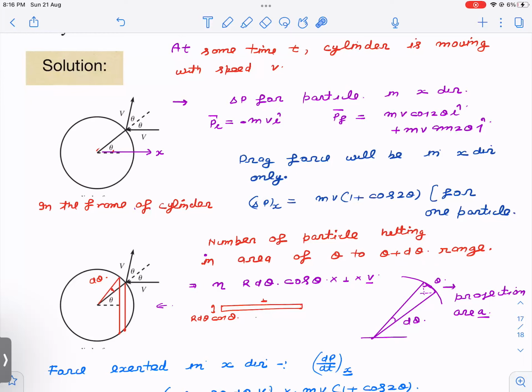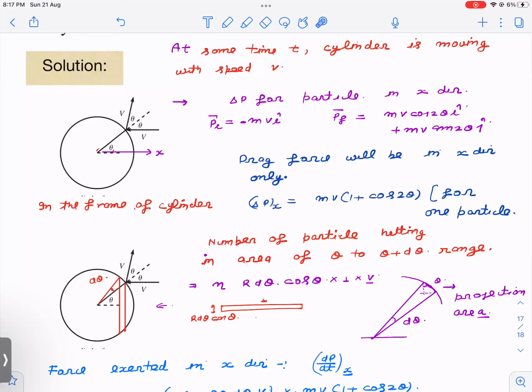In 1 second, this will advance by v because the velocity of the cylinder is v. So number of, here what is written? Number of particles in unit volume. This is given to us. And this is the volume swept by the cylinder in 1 second. So the important point here is not to forget this cos theta.